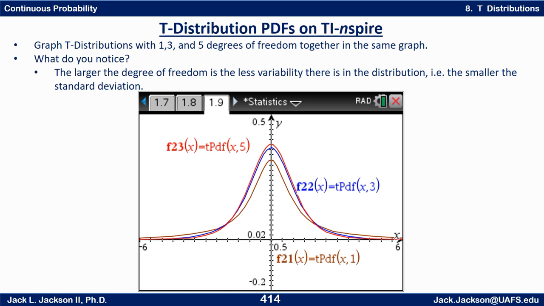But what's happening is the spread is changing. The smaller the degrees of freedom, the more spread. So the smaller degrees of freedom is actually a larger standard deviation. And so this one with 1 degree of freedom has more spread, okay? Whereas with 3, it's a little bit less spread, and then 5 degrees of freedom is still less spread. So less and less spread as we change the degrees of freedom.